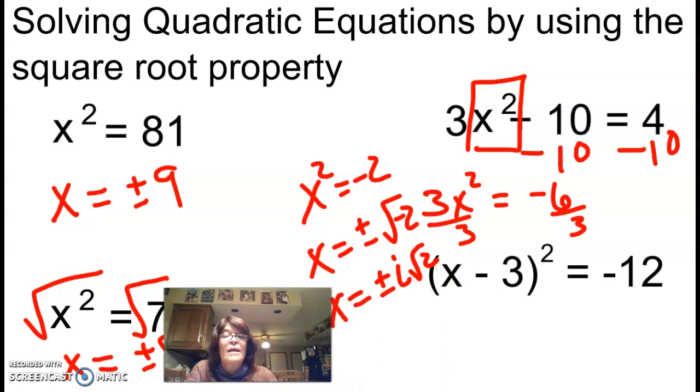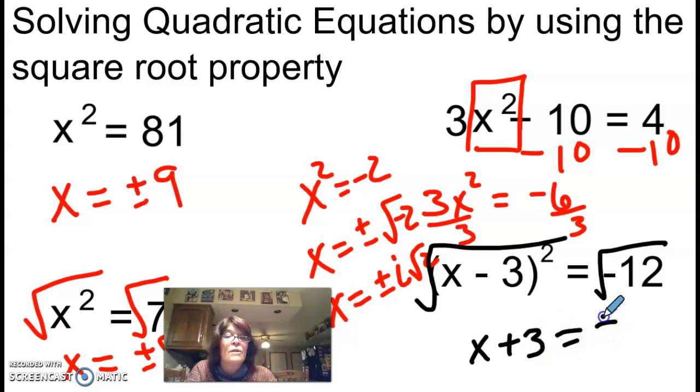Okay, so same thing here. I have something squared. It's just that what I have that's squared is this entire x minus 3. That's okay. I am still going to take the square root of both sides. Okay, the square root of something squared is just that something. So I have x minus 3 equals plus or minus i square root of 12.